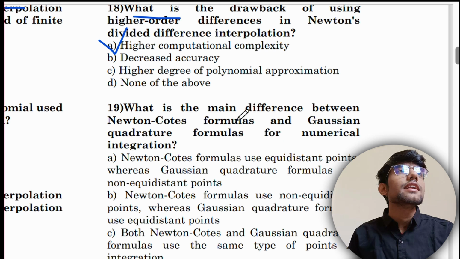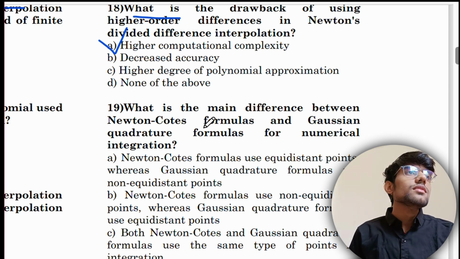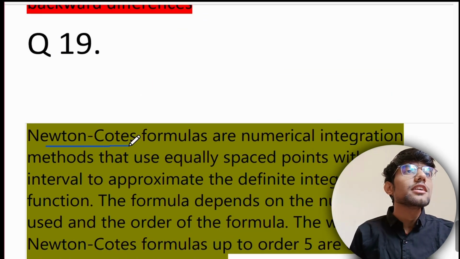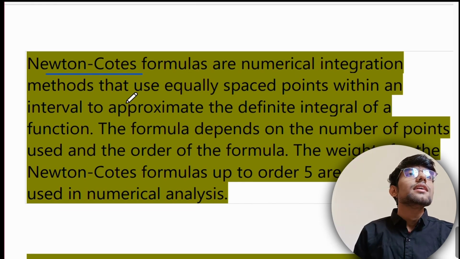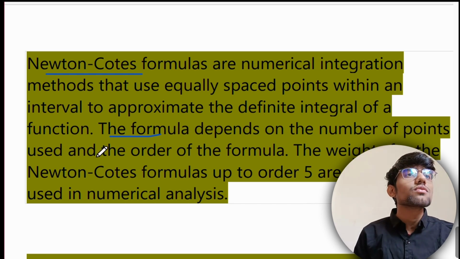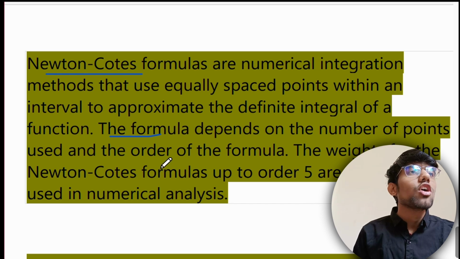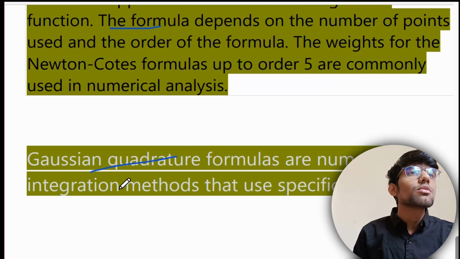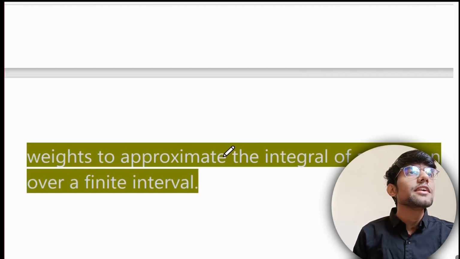Now here, what is Newton-Cotes formula? Newton-Cotes formula is a numerical integration method that uses equally spaced points within an interval to approximate the definite integral of a function. The formula depends on the number of points used and the order of the formula. The weights for the Newton-Cotes formula up to a certain order are commonly used in numerical analysis. Gaussian quadrature formulas are numerical integration methods that use specific nodes and weights to approximate the integral of the function over a finite interval.